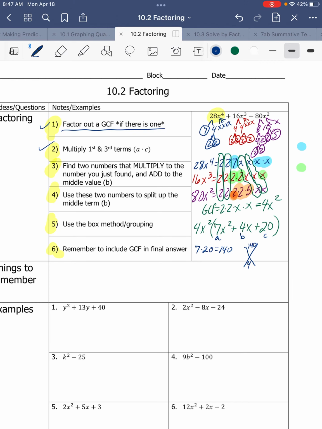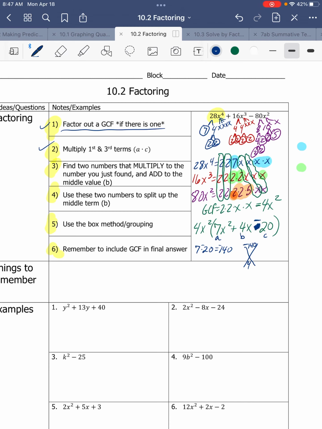Oh wait, I messed up. I goofed up. There should be a subtraction here. So that should be a negative 140. Oh no. So that'd be negative 20 and 7, which is negative 13.